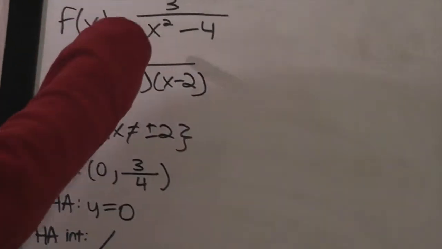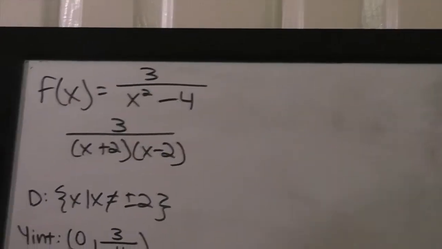For the y-intercept, once again, we're just substituting the x for 0. So here, when we look at the original equation and substitute x squared for 0, you have 3 divided by negative 4. So your y-intercept is going to be negative 3/4.